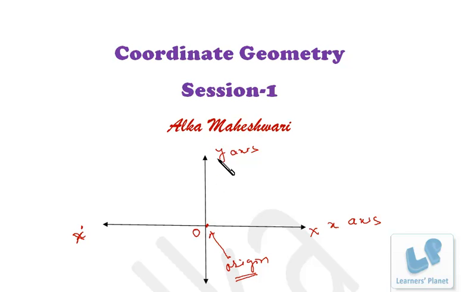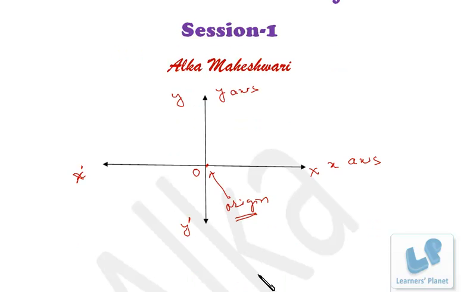Similarly, this is the y-axis. On the upper side of the horizontal line, the vertical line is the positive y-axis, and the line below the horizontal line will be the negative y-axis. That means the values of y over here will be positive, and on this line they will be negative. And these 1, 2, 3 and 4 are the four quadrants. We can call them quadrants.